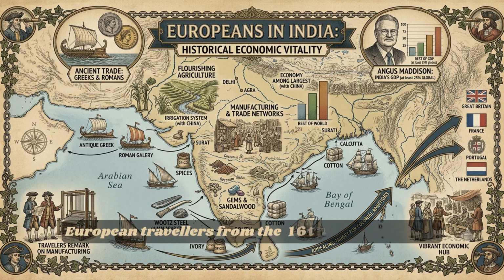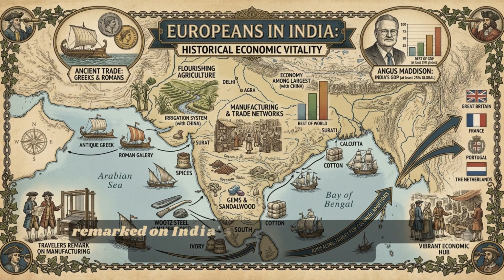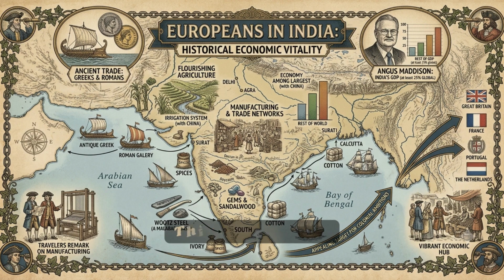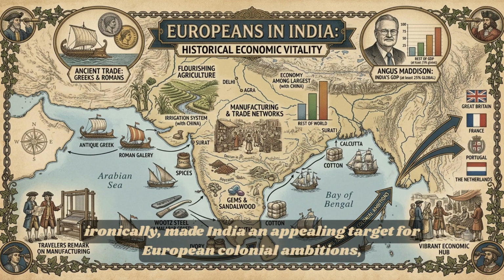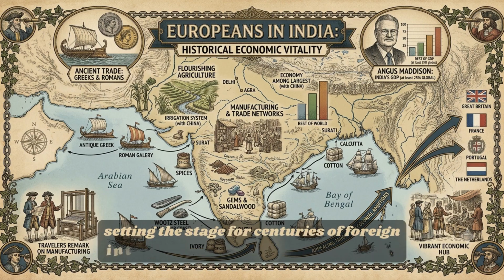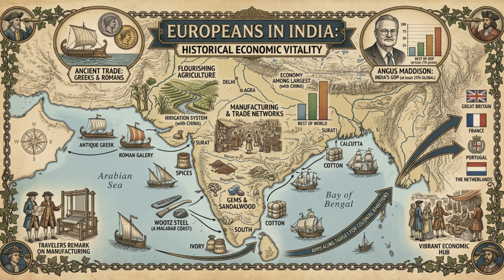European travelers from the 16th century onward remarked on India's flourishing manufacturing, agriculture, and trade networks. This economic vitality, ironically, made India an appealing target for European colonial ambitions, setting the stage for centuries of foreign intervention and eventual domination by competing European trading powers.